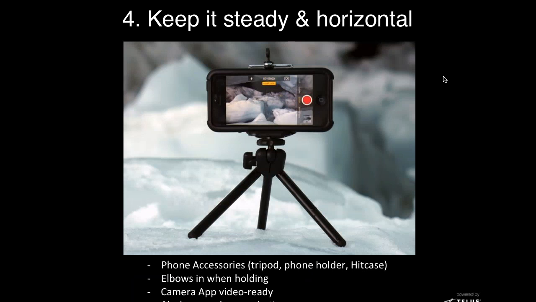So a big one, which most people already know, is making sure you keep your camera or your smartphone horizontal and keeping it steady too. So there are little tripods that you can get. There's another way where if you put your elbows in, you can also make a natural tripod where you can pan and tilt, and it keeps it nice and steady.